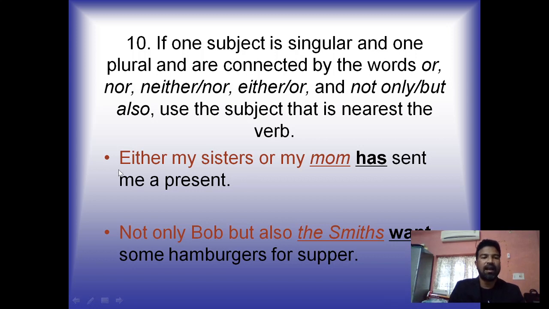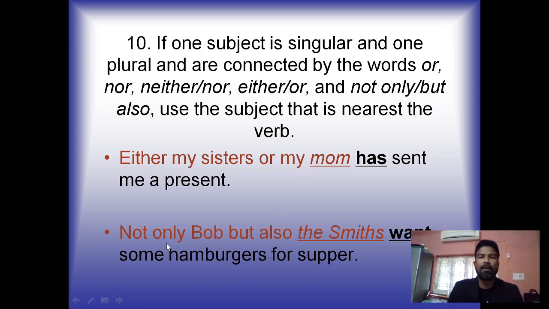Okay, either my sisters. So we are not bothered about what comes before or, before neither nor or either or. We are only bothered about what comes after this. See, after or, it is singular. Therefore, has sent me a present. Let's check out one more example.